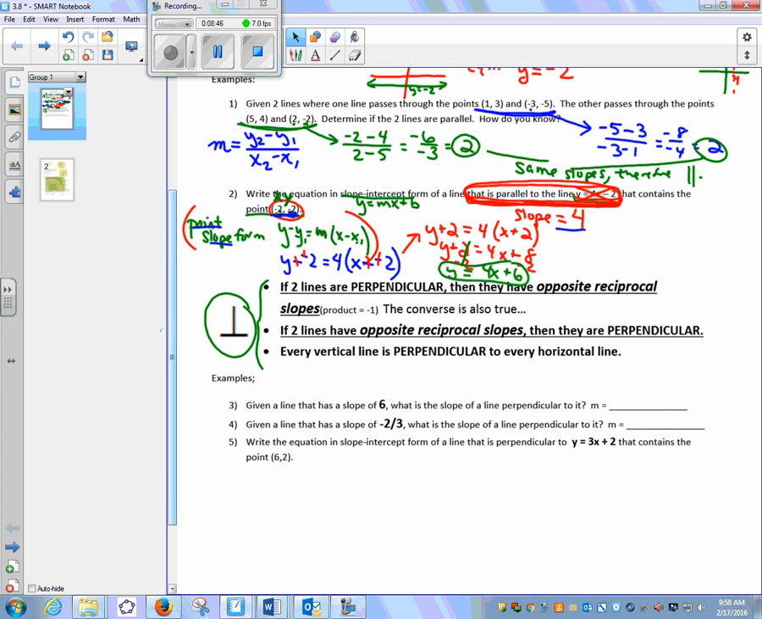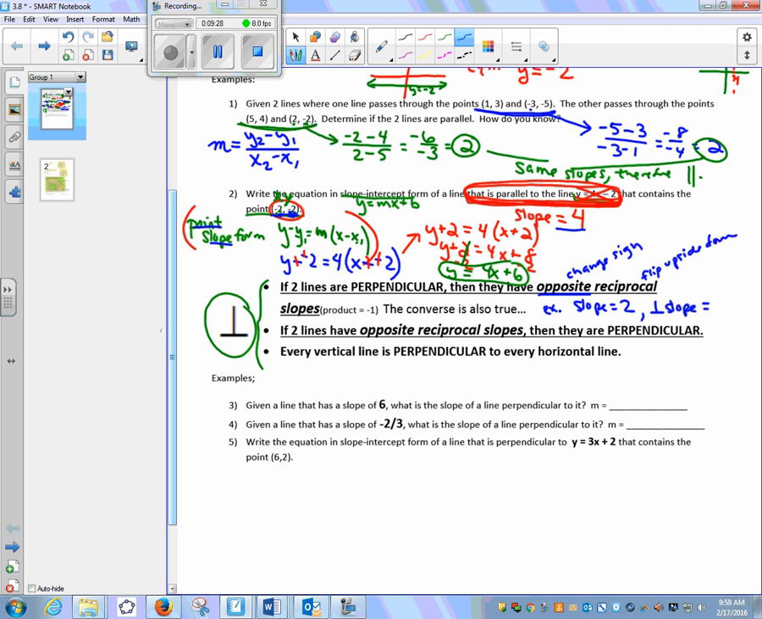Okay, so now talking about perpendicular lines. When lines are perpendicular, they have opposite reciprocal slopes. In other words, when you multiply the two slopes together, you'll get -1. So in other words, we have, let's say, a slope of 2, for example. The perpendicular slope to that would be opposite, meaning change the sign, and reciprocal, meaning flip it upside down.